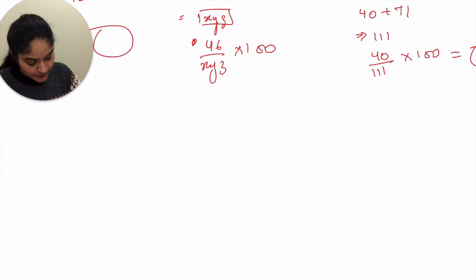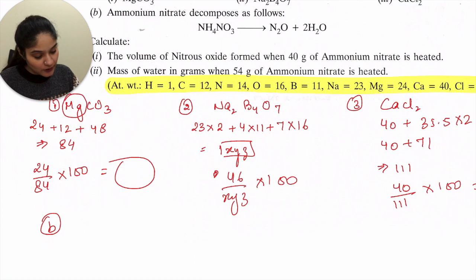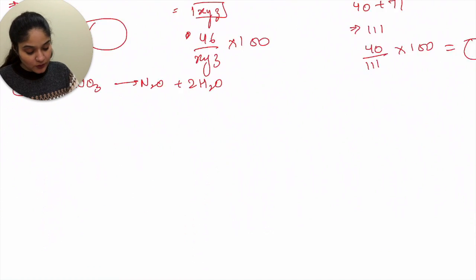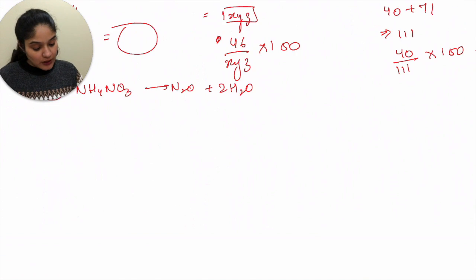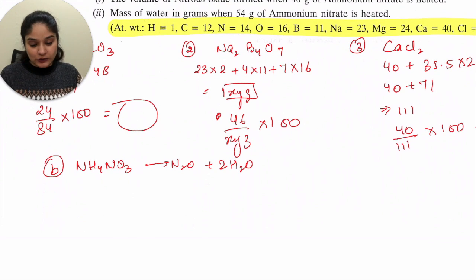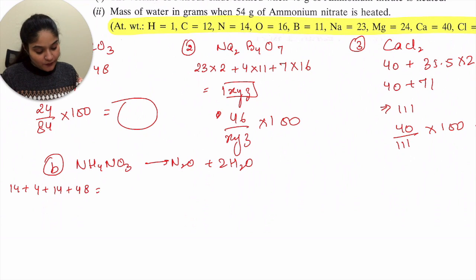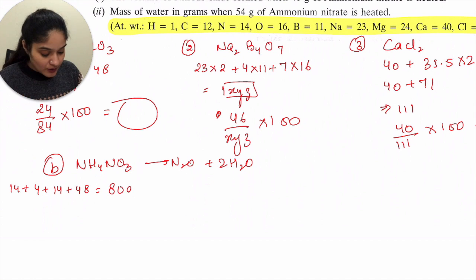So this is the B part. I'll just write it right here. So in the B part we have NH4NO3 giving me N2O plus twice of water. Now let's look at the molecular weight for the compound first, and I have the values right here, so I'll just pick up the values from there. So that would be 14 plus 4 plus 14 plus 48, which would be 80. So 80 grams.